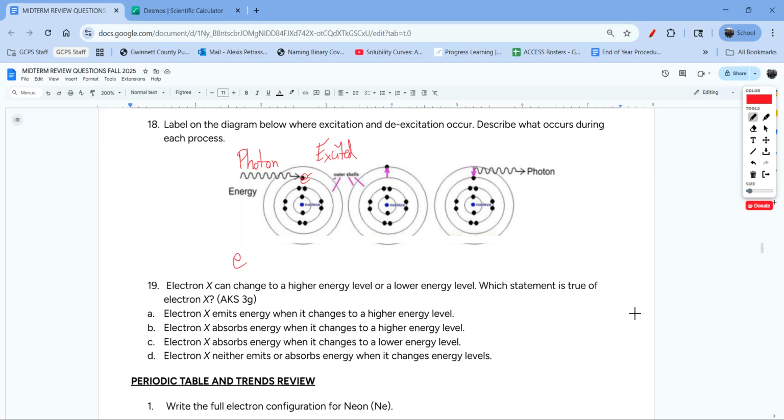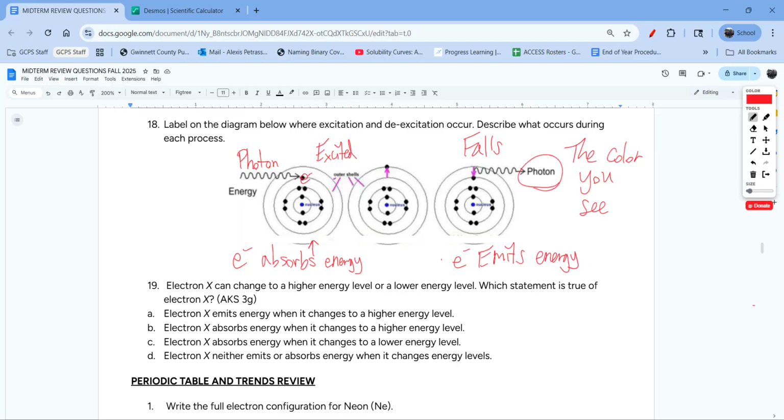The electron absorbs energy. That's what's happening right here. All right, and you should see the rest. But basically, at the very end, when the electron falls, it releases energy or emits energy. And there's more you can write from the answer key. But when it emits energy, that photon that leaves, that's the color that you see. So it's when it goes through de-excitation.